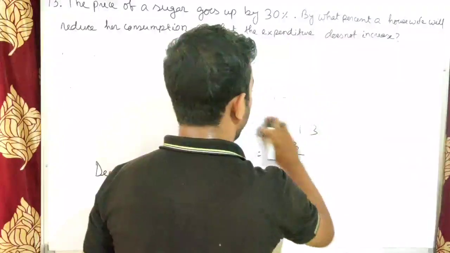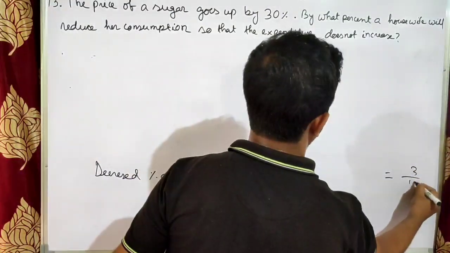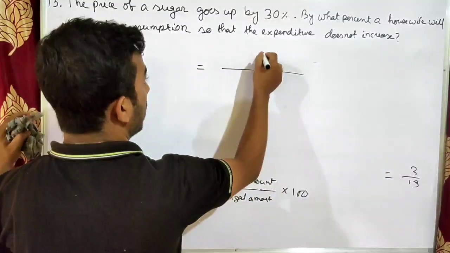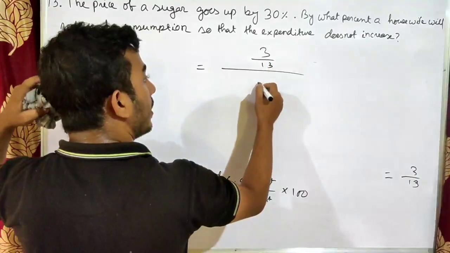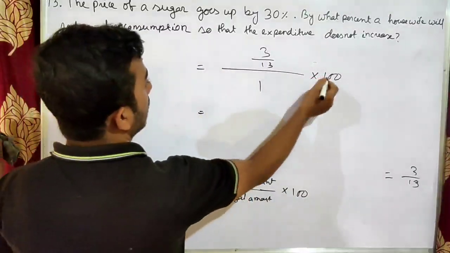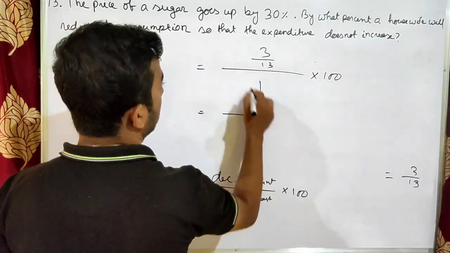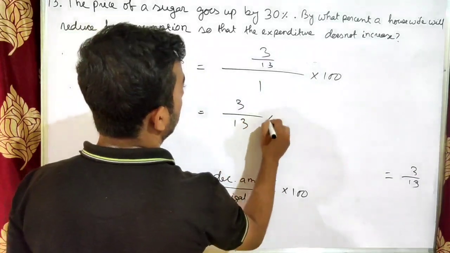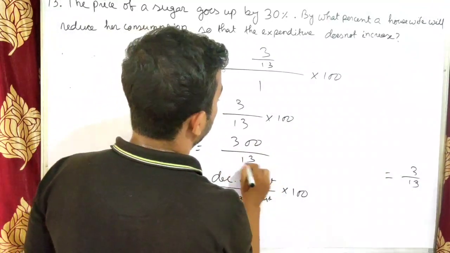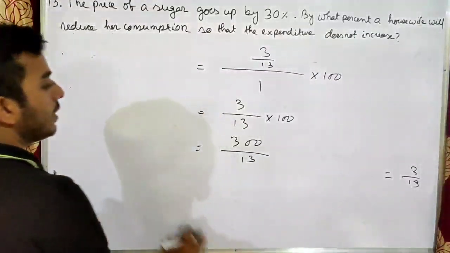Now our original amount was 1 kg, and the decreased amount was 3 by 13. So 3 by 13 divided by 1, into 100. It will be 3 into 100 over 13. So it will be 300 divided by 13. Now we have to divide 300 by 13.